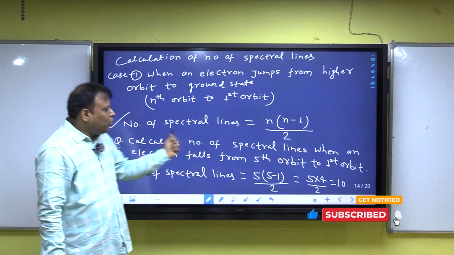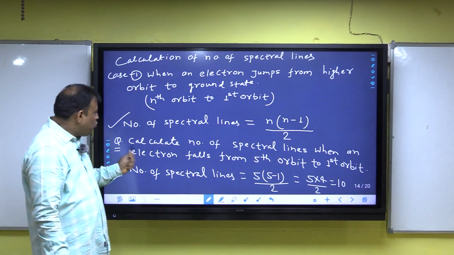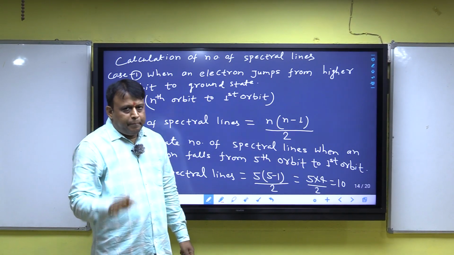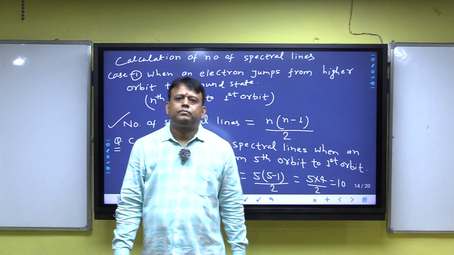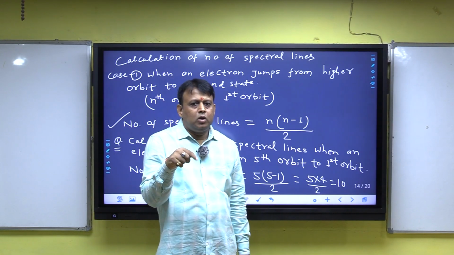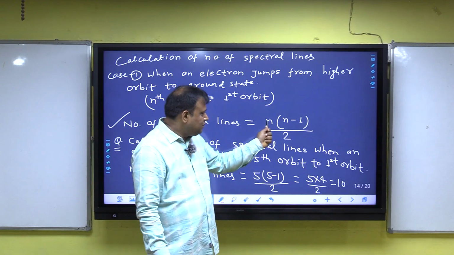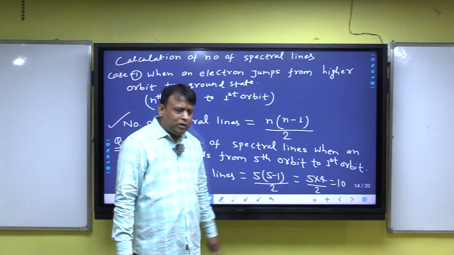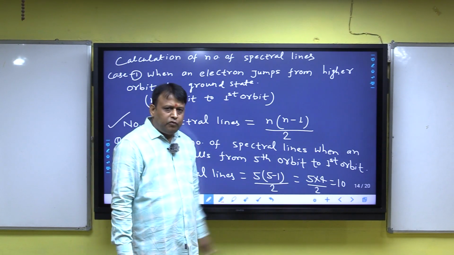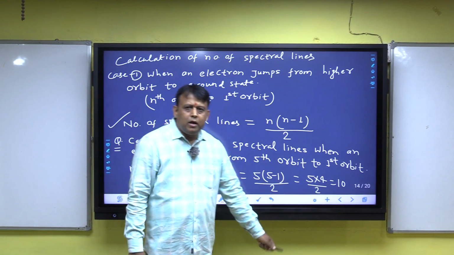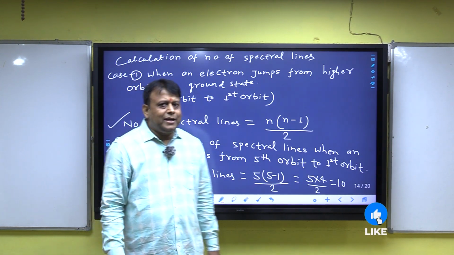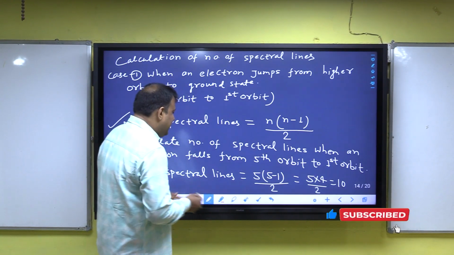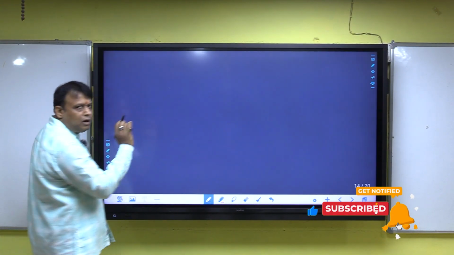One question: calculate the number of spectral lines when an electron falls from the fifth orbit to the first orbit. Fifth to first. The answer will be 10, because it is 5 into 5 minus 1, 5 into 4, which is 20, and 20 by 2 is equal to 10. If in your mind it arises why 10 lines from the fifth orbit to the first orbit, then look at the board.